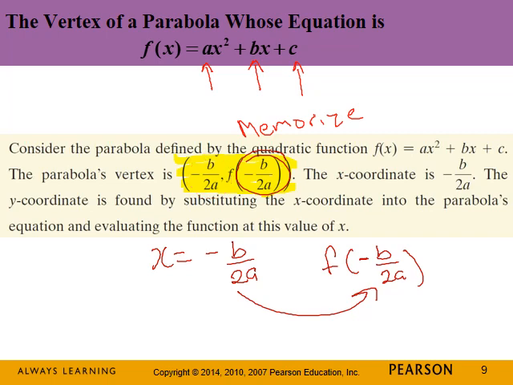They are both based on finding the opposite of b over 2a. You will need to memorize that formula.